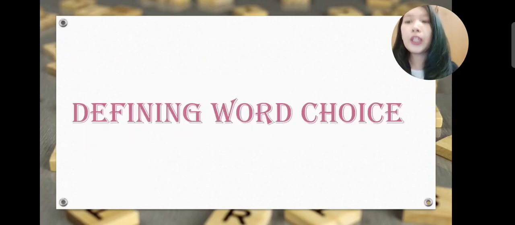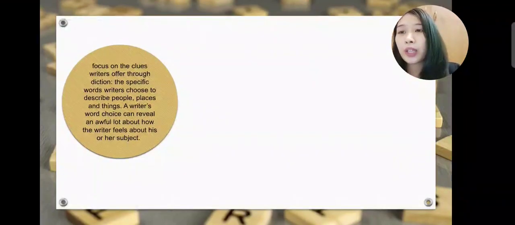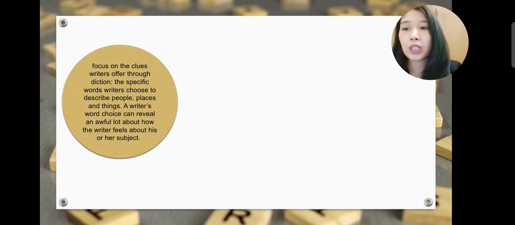Second, we will get into defining word choice. In this lesson, we will learn to focus on diction, the words writers choose to express meaning. A small change in word choice can have a big impact. Focus on the clues writers offer through diction, the specific words writers choose to describe people, places, and things. A writer's word choice can reveal an awful lot about how the writer feels about his or her subject.